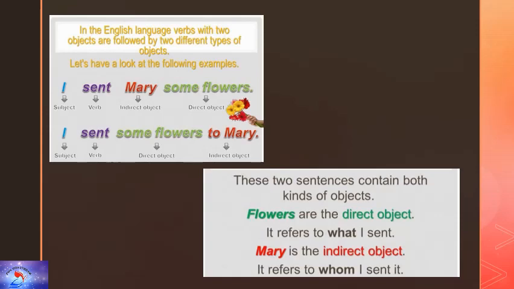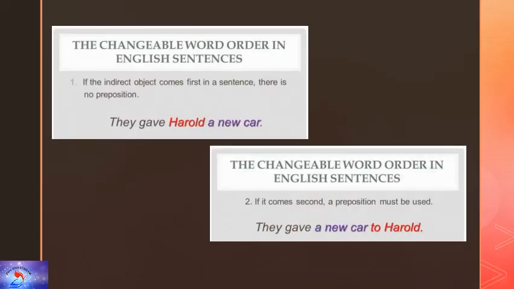Flowers are the direct object. It refers to what I sent. Mary is the indirect object. It refers to whom I sent it. As you can see, the word order in these two sentences is different. Mary and flowers can be placed first or second in each of these examples.